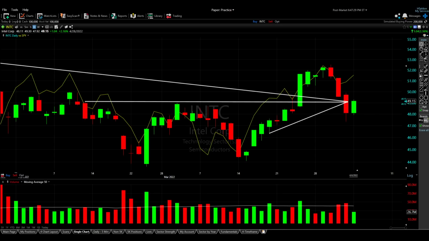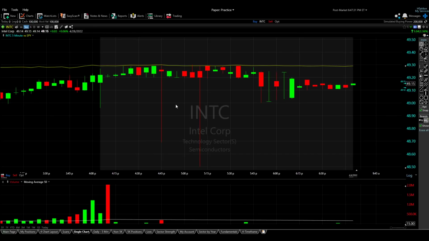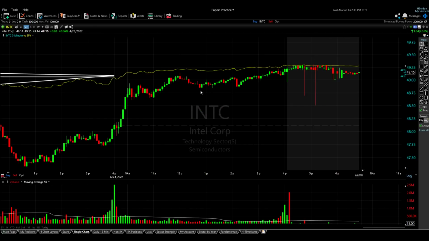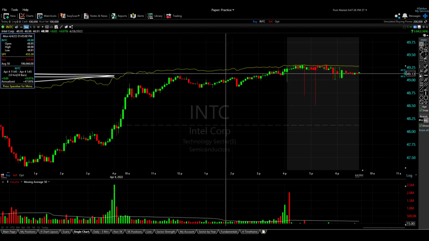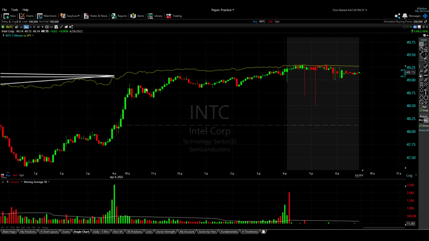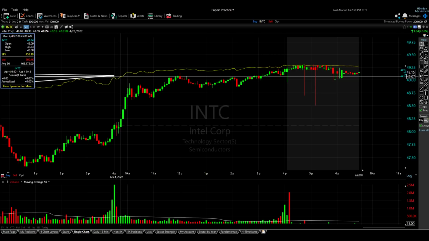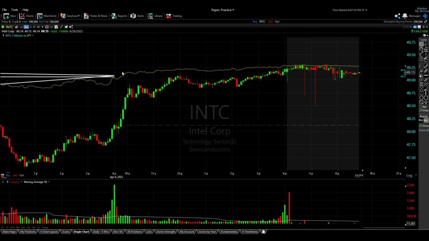So I'll go to the 5-minute on this and look at this. SPY kept going up, right? INTC could not break through this point right here. Oh, you can even see the edges of the point. Could not break through. That alone tells you how meaningful these price points are.